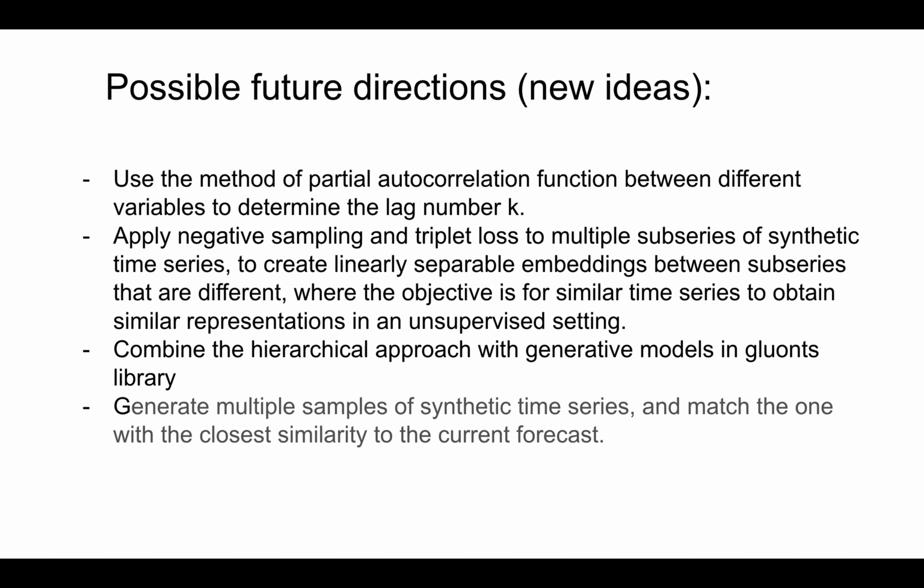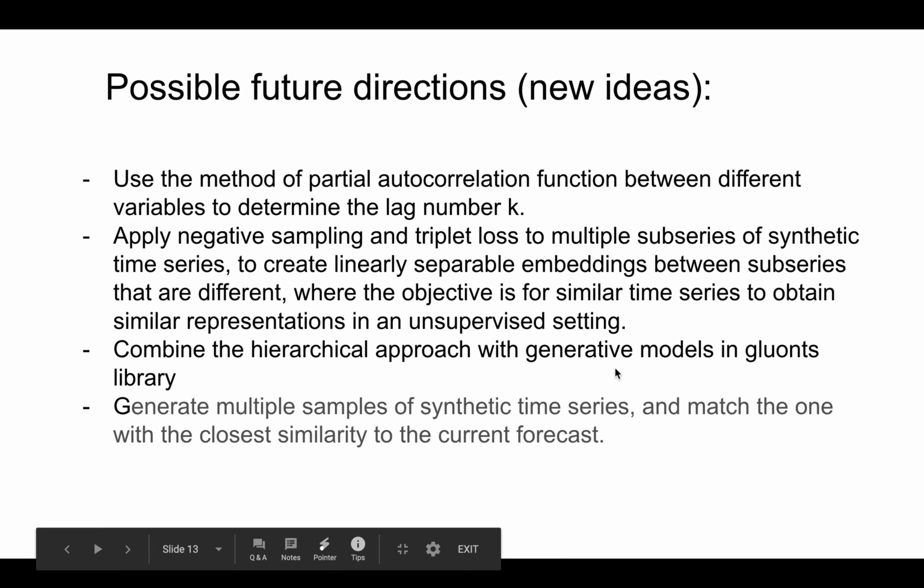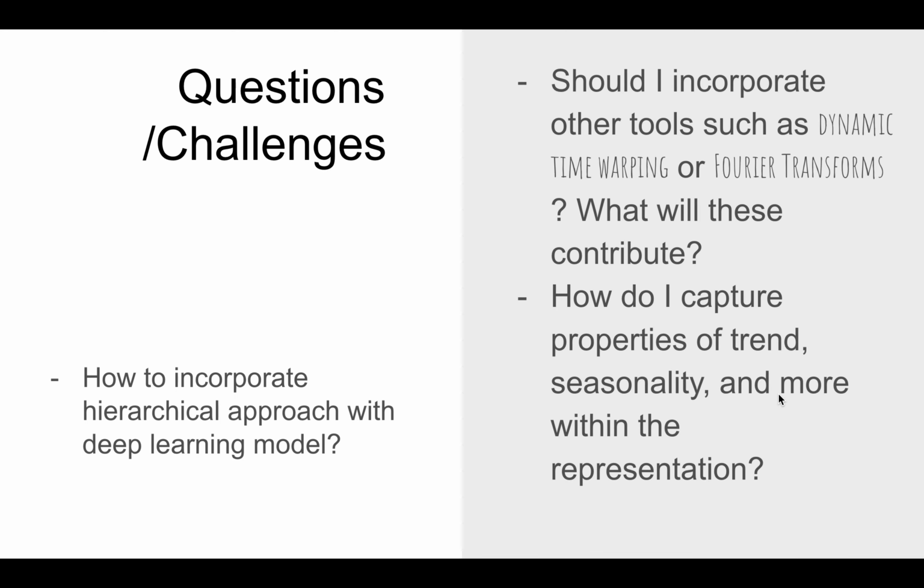Possible future directions include using the partial autocorrelation function to determine the lag number k, applying negative sampling and triplet loss to multiple subseries of synthetic time series to create linearly separable embeddings between different subseries, combining the hierarchical approach with generative models in the Gluon TS library.